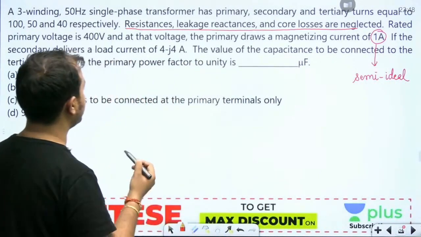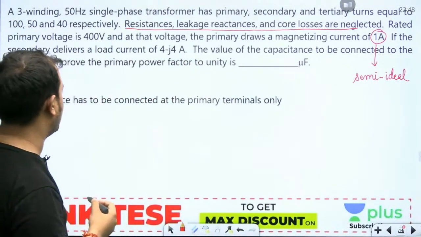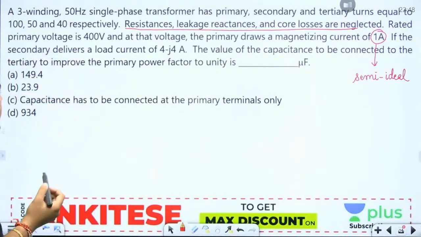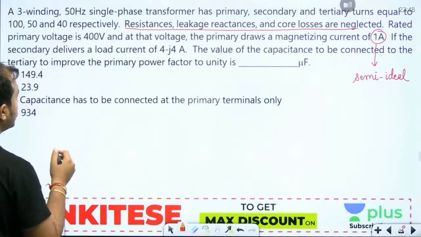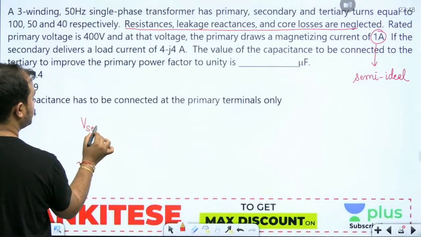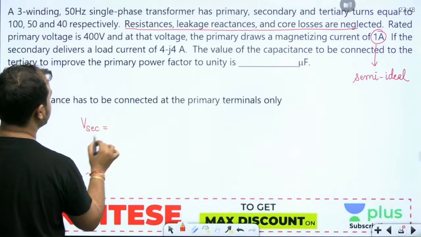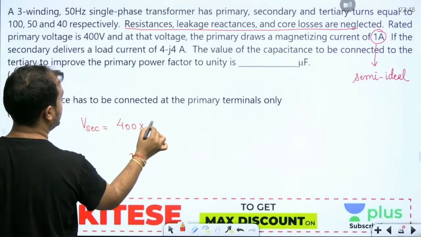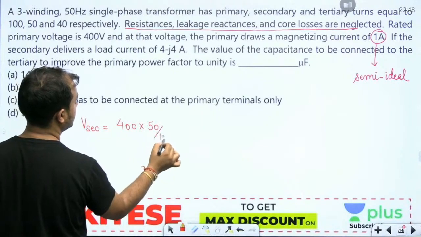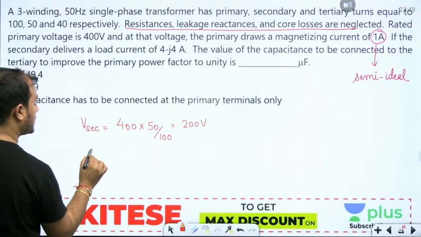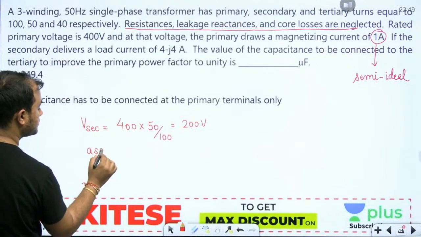If the secondary delivers a load current 4 minus j4, what should be the value of capacitor so that the primary power factor is unity? Now guys, what is the secondary voltage? I'll try and do this by power. The secondary voltage is 400 into 50 by 100, that is 200 volt.